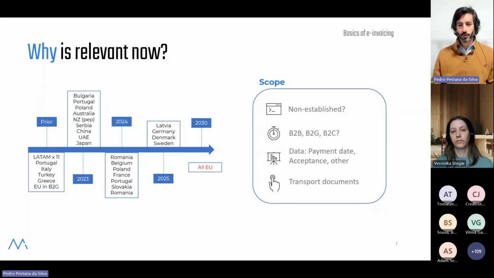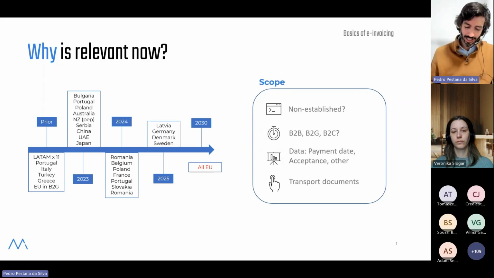When it comes to scope, we also speak about data. As you know, on every invoice there is tax data, there is business data, but some tax authorities are actually going further and requesting more information, such as when was the invoice paid? When was the invoice accepted? So all that sort of requirements is making the e-invoice obligation broader. Yeah, and the data that you need to capture also broader.